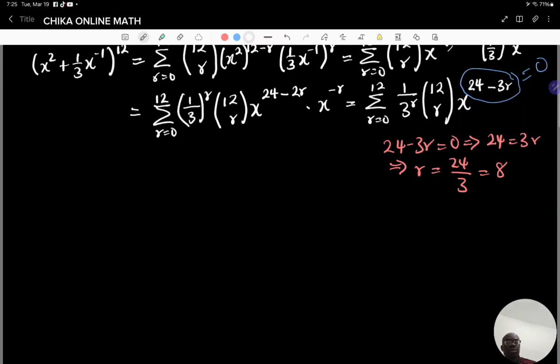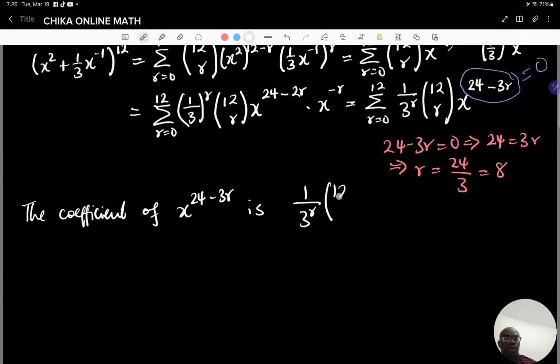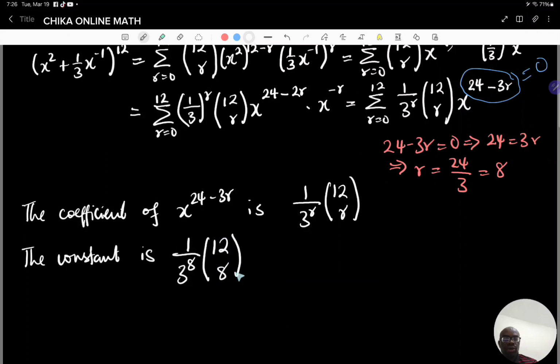So if r is 8, then that term will give us a constant term, okay. So, you know, the coefficient of x to the power 24 minus 3r is 1 over 3 raised to power r, 12 combination r, okay. Therefore, the constant is, when r is equal to 8, 1 over 3 raised to power 8, 12 combination 8, okay.